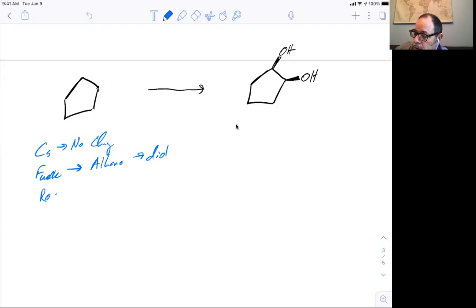Okay. If we look at regiochemistry, since this first starting material is symmetric, we do end up with this, but there's really no worry about regiochemistry other than the diol is a 1,2. So where it comes on the ring, since this is symmetrical, that's not a problem. But we do have a 1,2 diol. So that's important to note. And then stereochemistry, we do have stereochemistry here. So we have a syn addition. Okay, both of the alcohols are in the same direction.